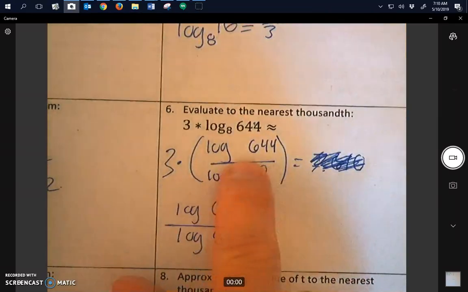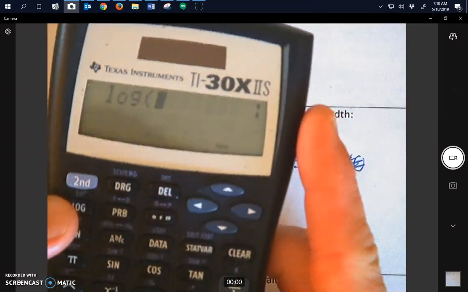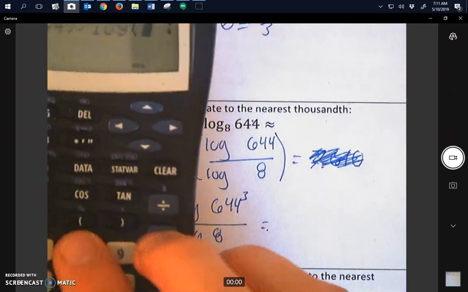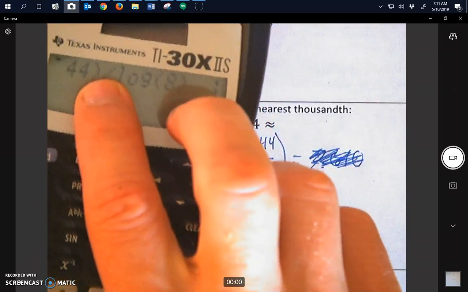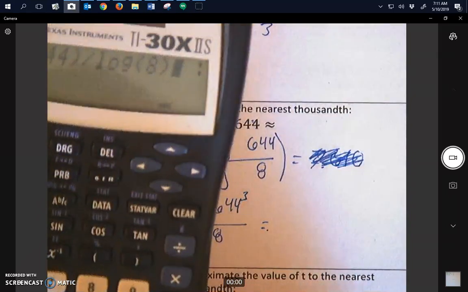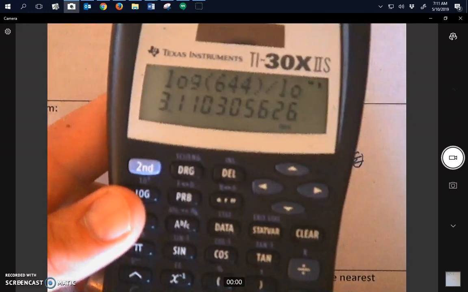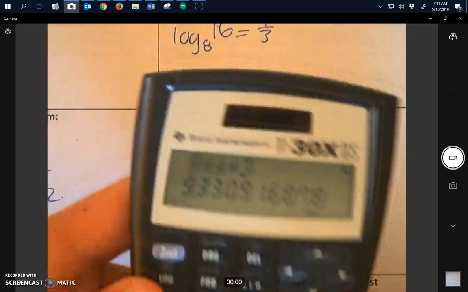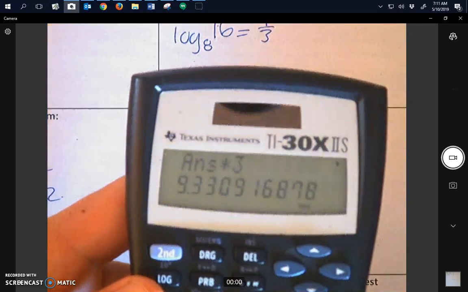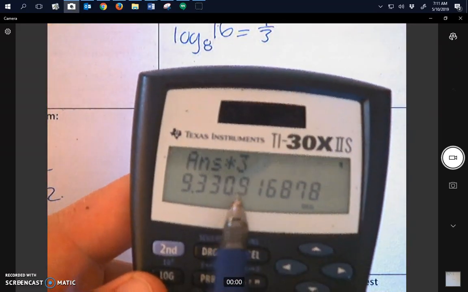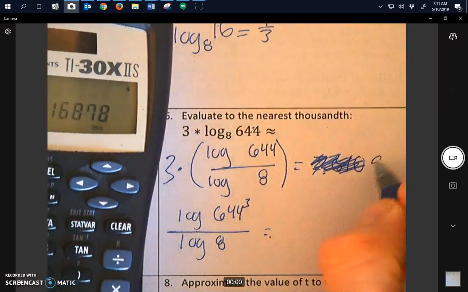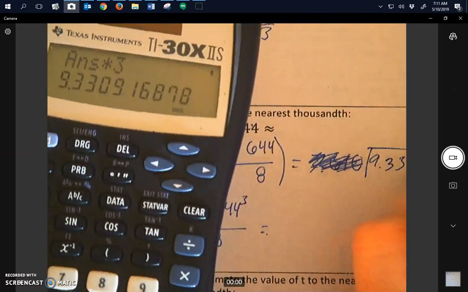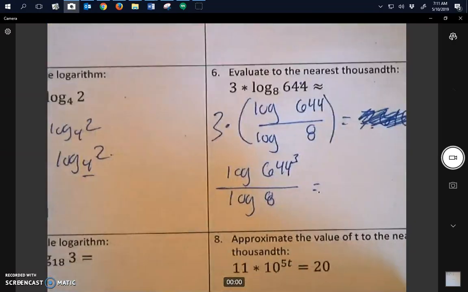So I'm back at it, put this in my calculator. It's log of 644, and I'm dividing by log of 8. That's actually my mistake. I didn't hit divide. I tried to, but I just missed it, and I didn't notice until later. So I get 3.1103, and that is times 3. Oops, and there we go. So it's 9.3309. That 0 can round up to 1. So the answer will be 9.331.